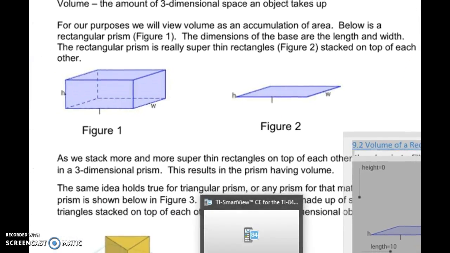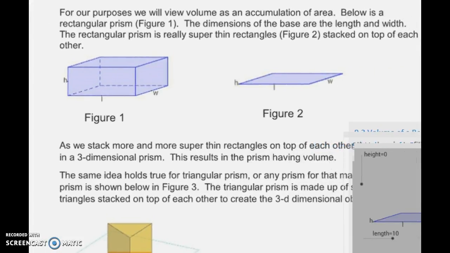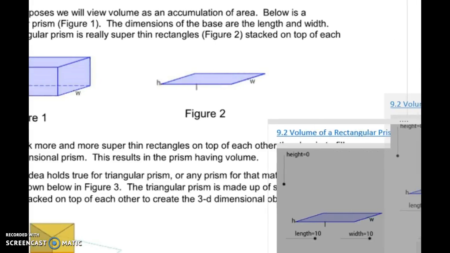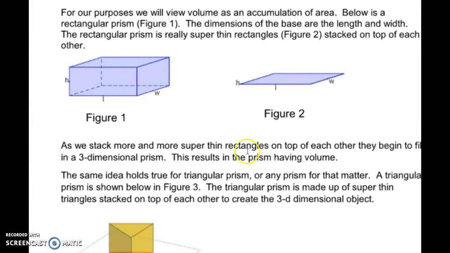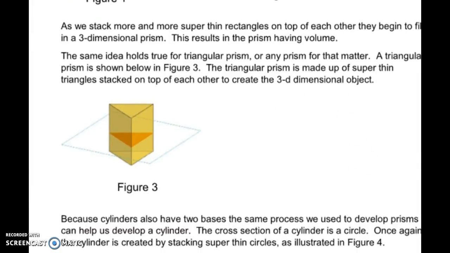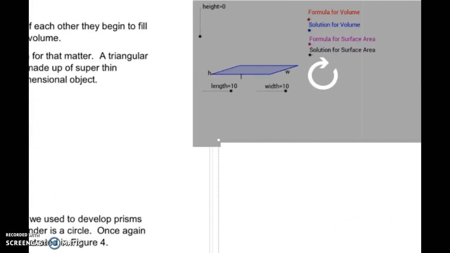Now, it works the same no matter what type of prism we actually have. If we have a rectangular prism, triangular prism, or anything else, the same basic concept still applies. When we have a triangular prism, we're going to look at a slightly different sketch to see how that will appear, but essentially we're going to have the same basic idea. So let's load this up.